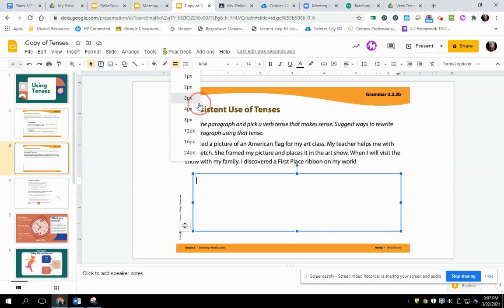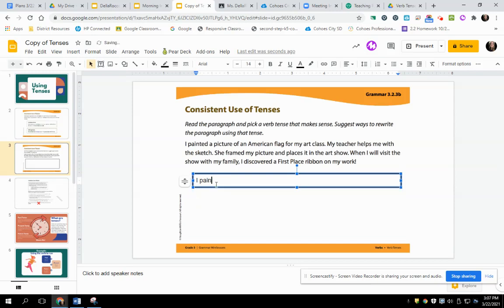So let's rewrite this to make a little bit more sense, and we'll use consistent tenses. So, I painted a picture of an American flag for my art class. This already happened, so I think we could keep this first sentence the same. I painted a picture of an American flag for my art class.